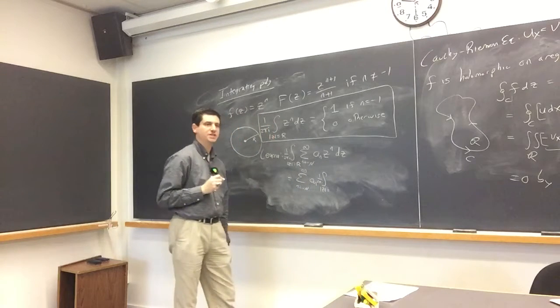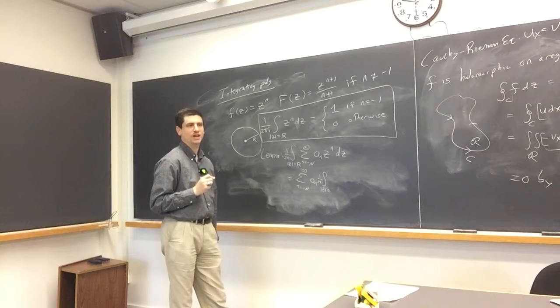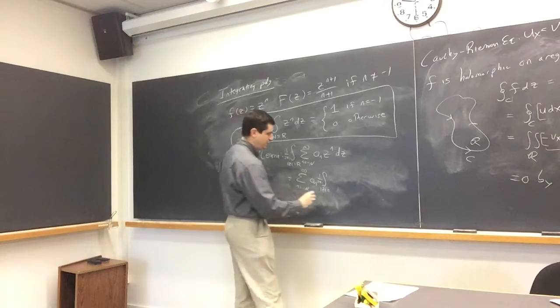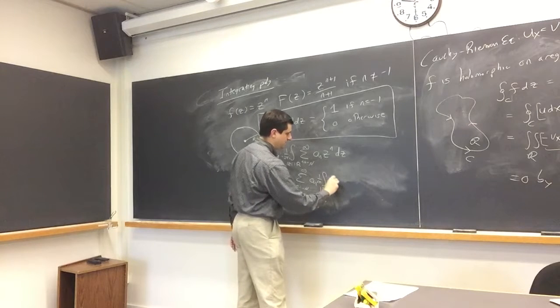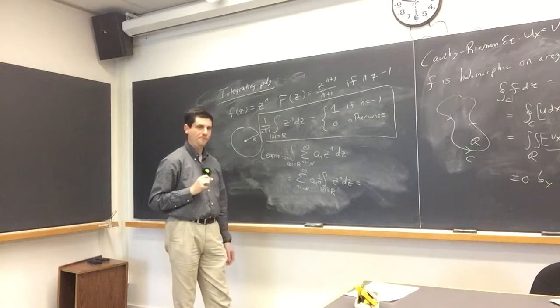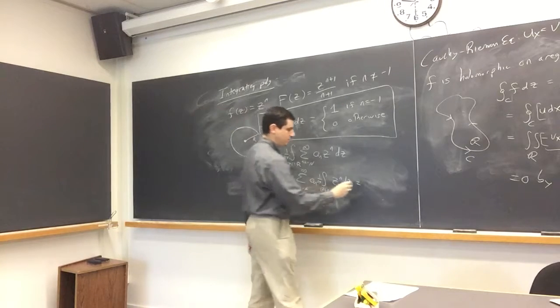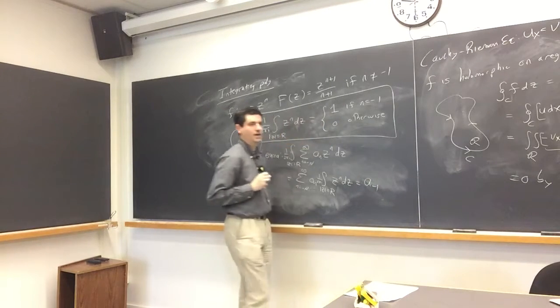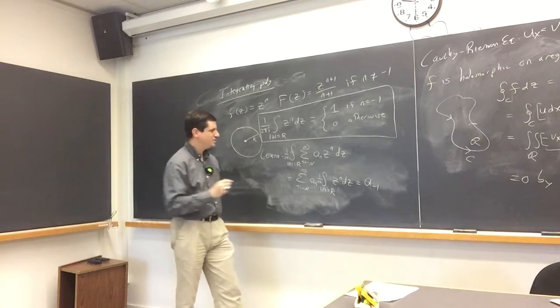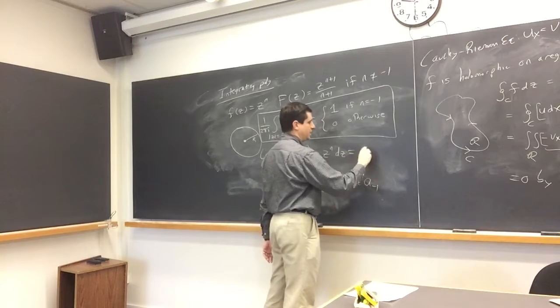And this is why some people say that 2 pi should be celebrated, not pi, because in complex analysis, it's the 2 pi that comes in. The integral over |z| equals r of z to the n dz. What's the only term that survives? n equals minus 1, or a negative 1. So this integral is just a_(-1).